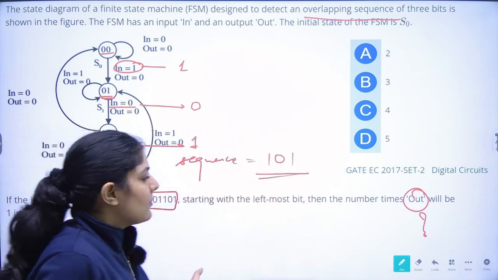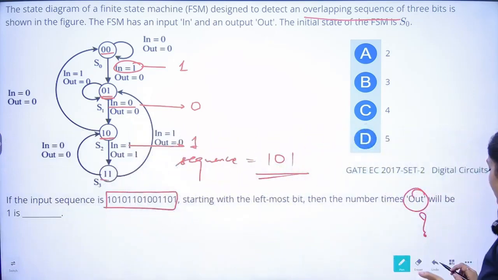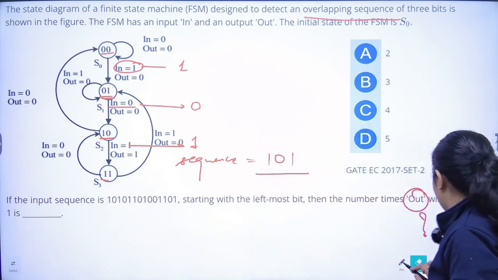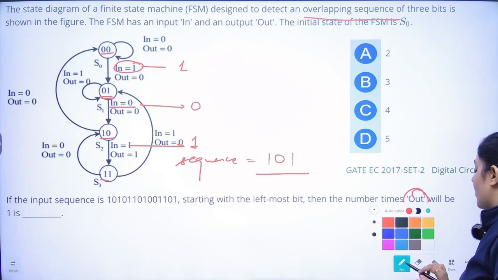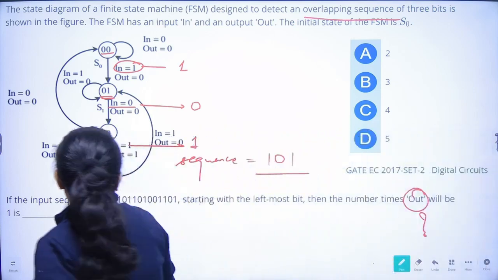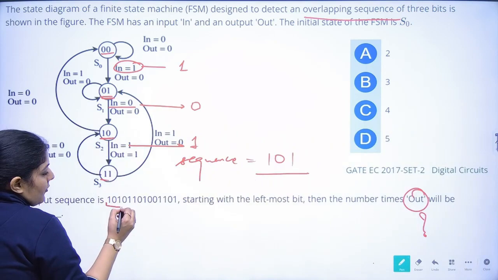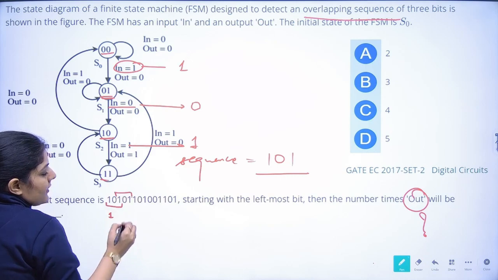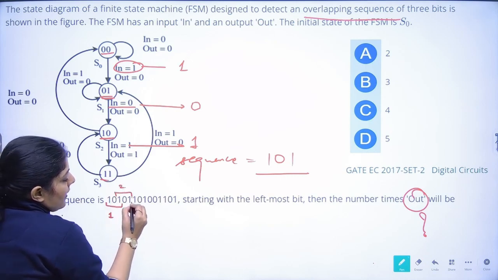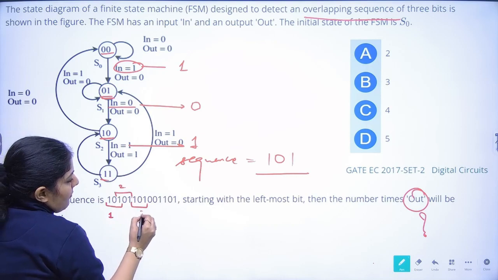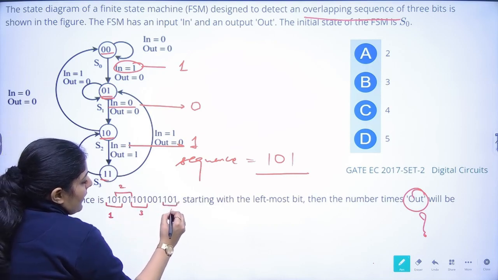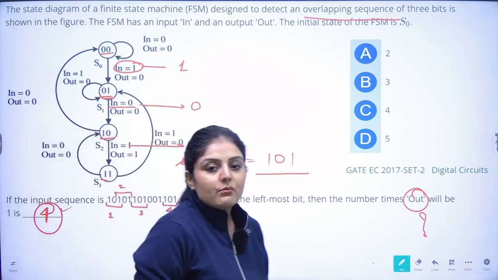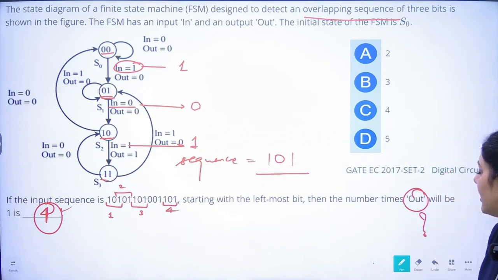Now we know the sequence. What we have to do is see how many times 101 is detected in the input sequence, and the sequence is of course overlapping. First we see 101 number 1. Now since it's overlapping, it will also consider this one. This is number 2. Again it will start, we can see number 3, and finally 101 number 4. So 4 times it will give us the signal out.